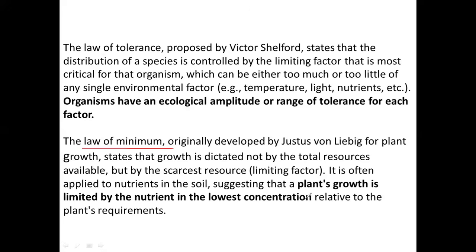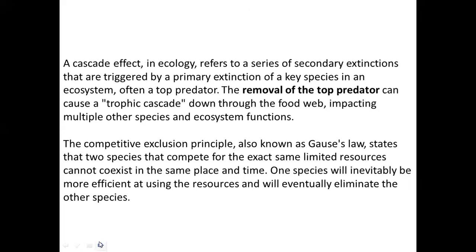In the explanation, see: plant growth is limited by the nutrient in the lowest concentration. For example, nutrient Y is needed in 5 grams. Even if the plant gets only 4 grams of Y, it can survive. But nutrient X, which is needed in 1 gram, if it doesn't get that 1 gram, it cannot survive. Done. So we call it the law of minimum. Law of tolerance: it can tolerate a specific level. Law of minimum: the minimum nutrient determines the growth of the plant.